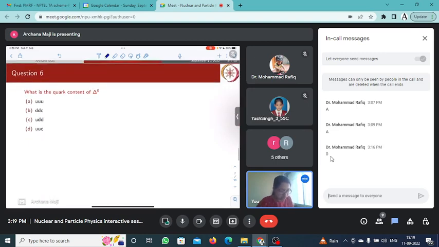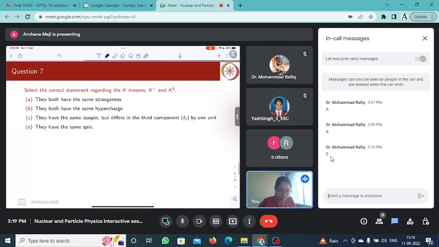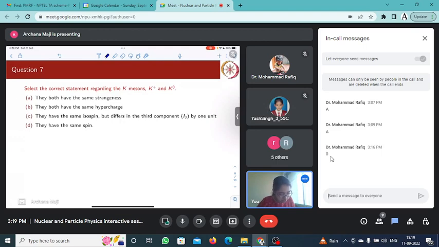And what is the quark content of delta 0? Do you remember the decouplet? UDD. Yes. Should I draw the decouplet again? It is there with us. We have done it last time. Yeah, last time. Okay. So most of the questions in this assignment are MCQ type.